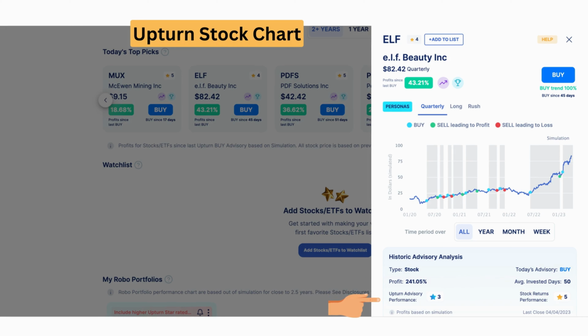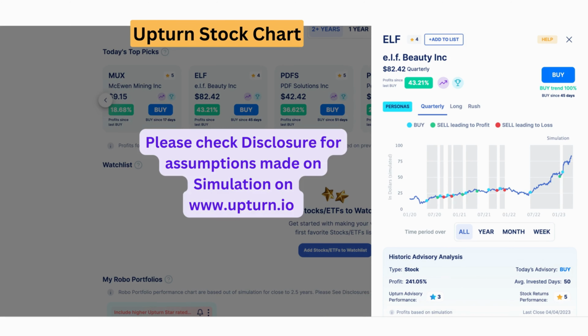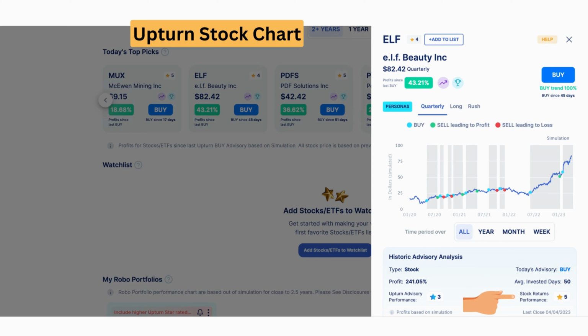The Upturn advisory performance is a measure of how well the Upturn AI advisory performs in terms of profitable advice count. That is, this is a measure of how much advice was profitable compared to losses and is based on simulation. Please check the disclosure for the assumptions made in the simulation for the calculation of these metrics. Simulation is directionally correct and various conditions described in the disclosure prevent exact returns when traded in real. The stock returns performance measures the total profit earned from all the buy and corresponding sell advisories based on simulations.